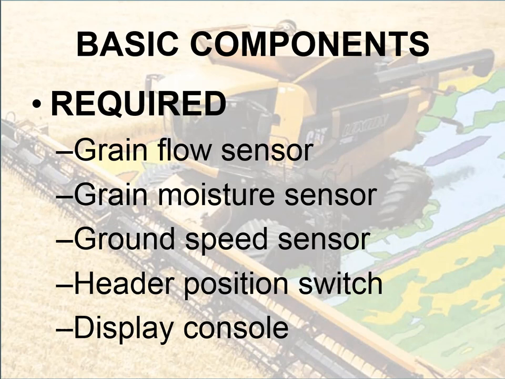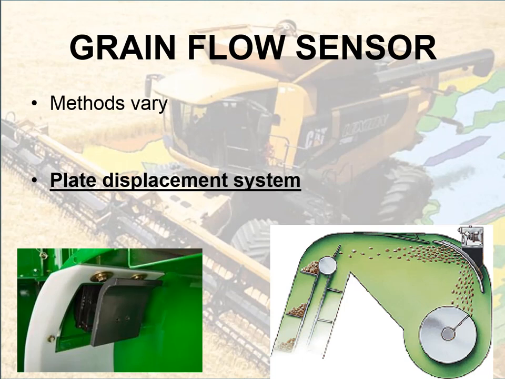Well, the basic components: we can see there's five basic components that we have to have on that combine to obtain those three measurements. So a grain flow sensor, grain moisture sensor, a ground speed sensor, header position switch, and a display system. So we'll break down each one of these a little bit more specifically. The first one is a grain flow sensor. It's a sensor that basically is going to record how much grain is coming into that combine at a given time. There's a couple different methods of how that takes place.